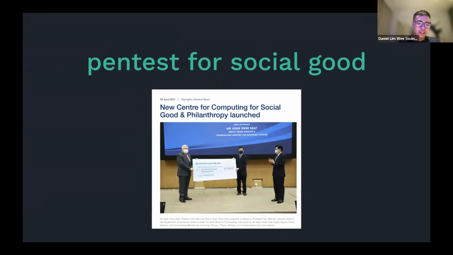Then lastly, we have this pen test for social good. So not sure if everyone is aware, but SOC had this new initiative. They just launched this Center for Computing for Social Good and Philanthropy. And Prof. Bimlash has invited some of us to conduct pen testing workshops for neurodiverse students from ARC, Autism Resource Centre and Pathlight School.